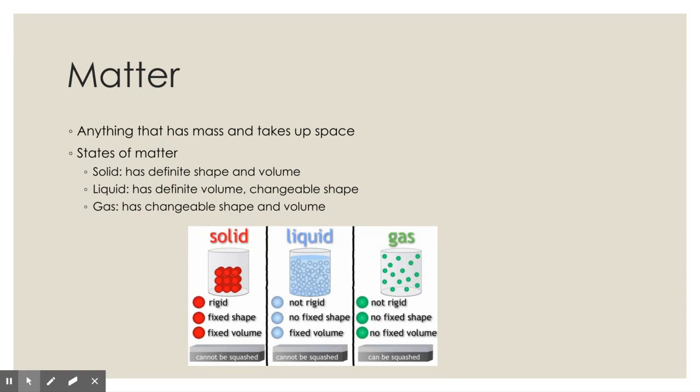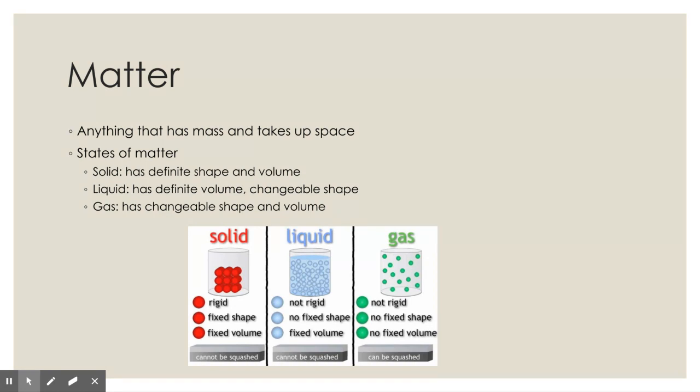Then there is liquid, and liquids have a definite volume, but their shape can change. So when we look at a liquid, it's not rigid, it doesn't have a fixed shape. If you are drinking coffee or tea or water, and you pour it into a cup from a different container, it changed shape from being in that container into your cup. Okay, and it's another one of these states of matter that we say we can't really squish it. It changes its shape, so it's not compressible.